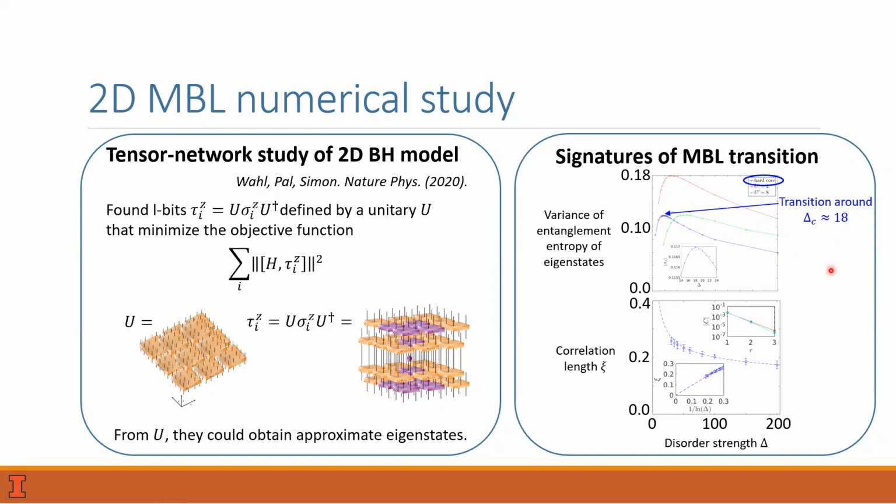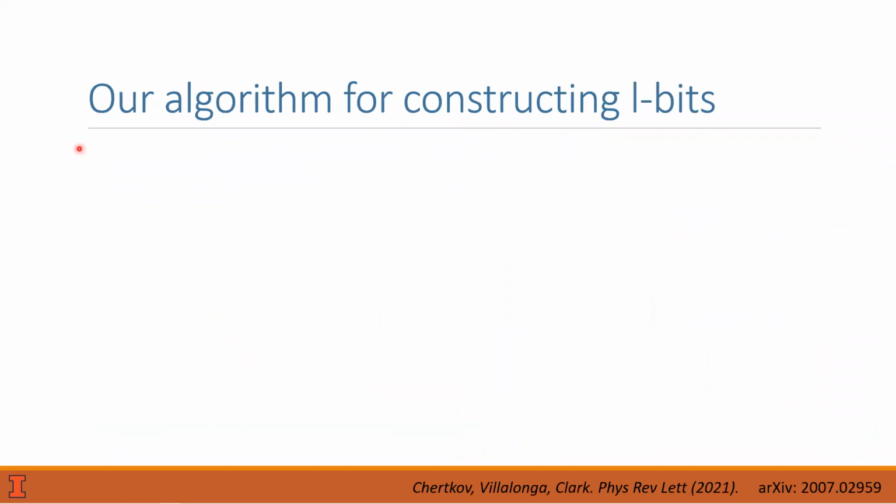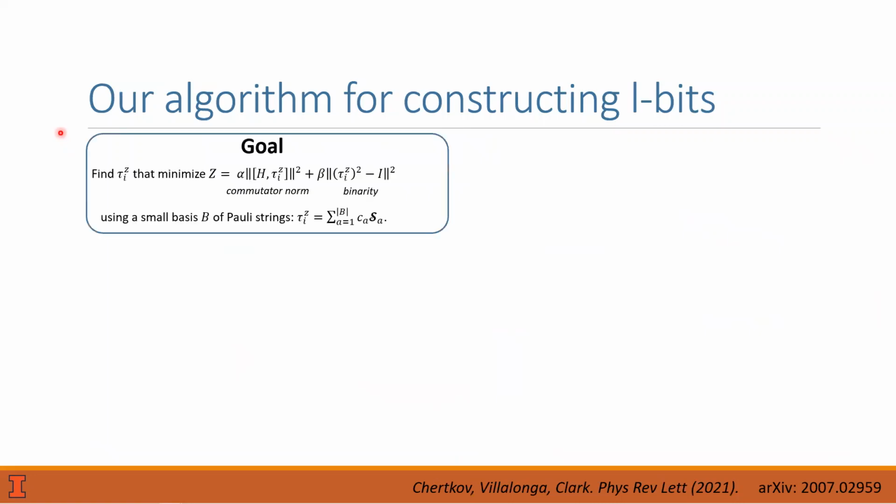Okay, so now I'm going to talk about what we did. We developed an algorithm for finding L-bits which could be used in arbitrary dimension. The goal of our algorithm is to find L-bits that minimize this objective function. The objective function has two parts. The first part is the commutator norm, which measures how much the L-bit fails to be a conserved quantity. The second term is the binarity, which measures how much the L-bit fails to be binary.